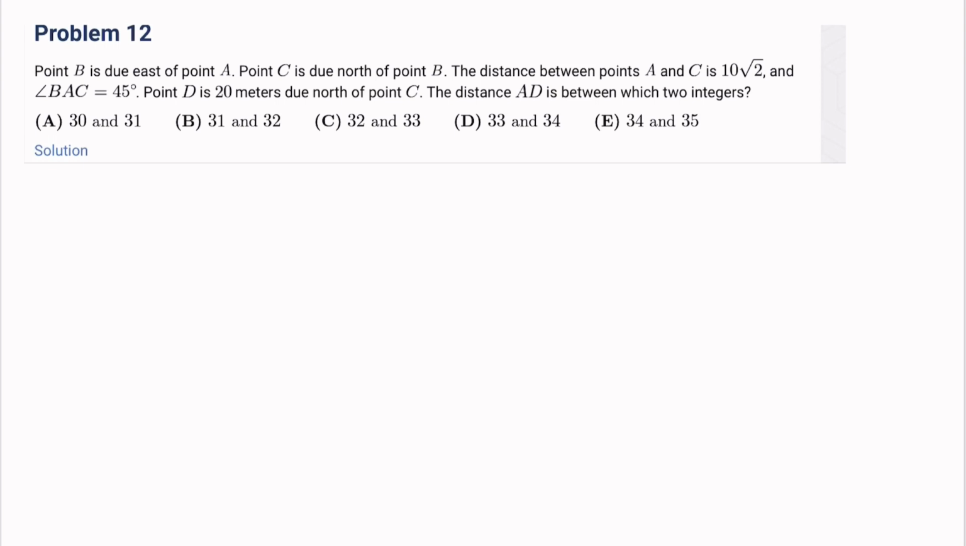So we have point A, and we have point B, which is east of that. Let's make this down a little bit. Point C is due north of point B. So if we connected AB and BC, this will be a right angle because B is due east and C is north. And the distance between points A and C is 10 root 2 and BAC is 45 degrees. Okay, so that gives us some good information because this is 10 root 2. And since this is 45 degrees, this is a 45, 45, 90 triangle. And so by that, we can know that AB is 10 and BC is 10.